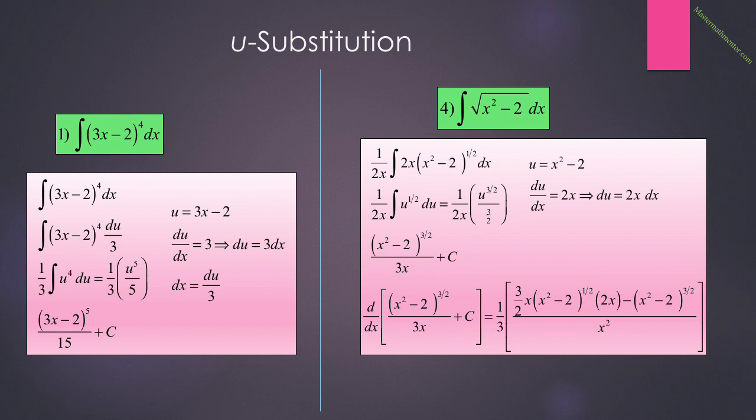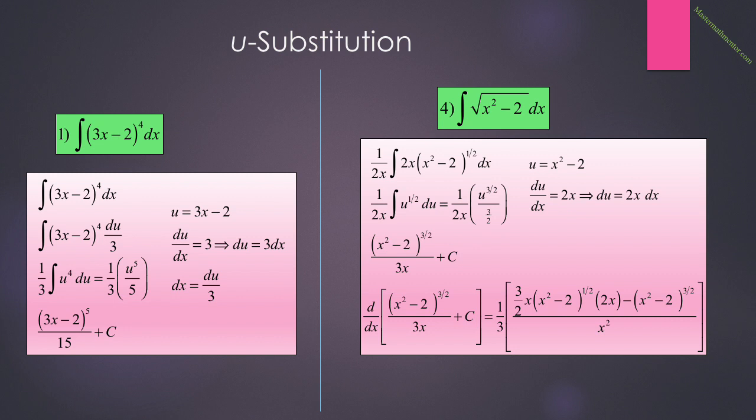Number 4, I changed the problem to the integral of the square root of x squared minus 2, rather than the integral of x times the square root of x squared minus 2 dx. Our approach is the same. We let u equal x squared minus 2, du/dx is equal to 2x, and therefore du is equal to 2x dx. We do not have a 2x in our problem, so we manufacture it, multiplying by 2x on the inside, dividing by 2x on the outside.